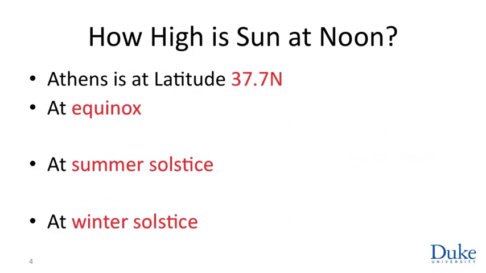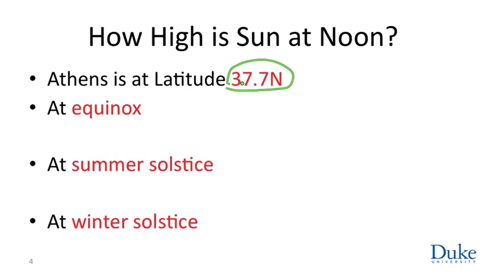Let's apply what we've learned to answer the question: how high is the sun at noon? And since we've started with Aristotle, let's continue with Aristotle. We'll be working at Athens' latitude of approximately 37.7 degrees north. Remember that noon is the time when the sun is highest in the sky. That's its meridian crossing. And so its altitude or its zenith angle will be determined precisely by the sun's declination.